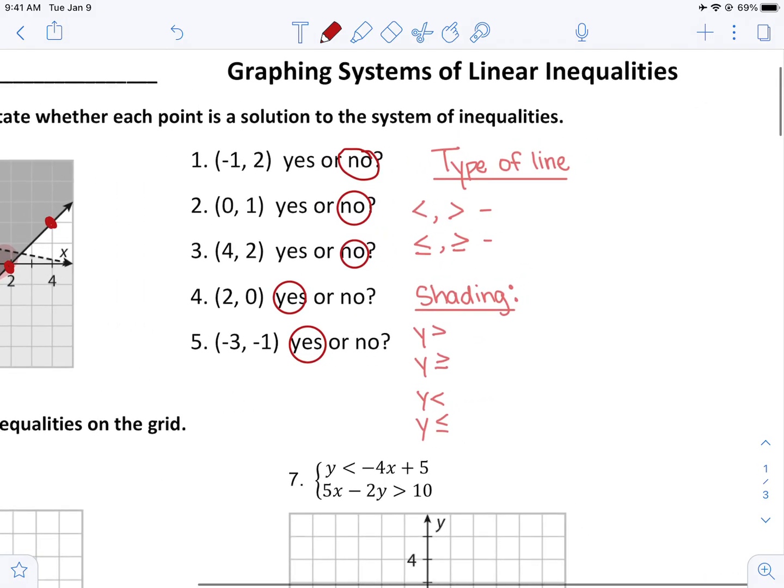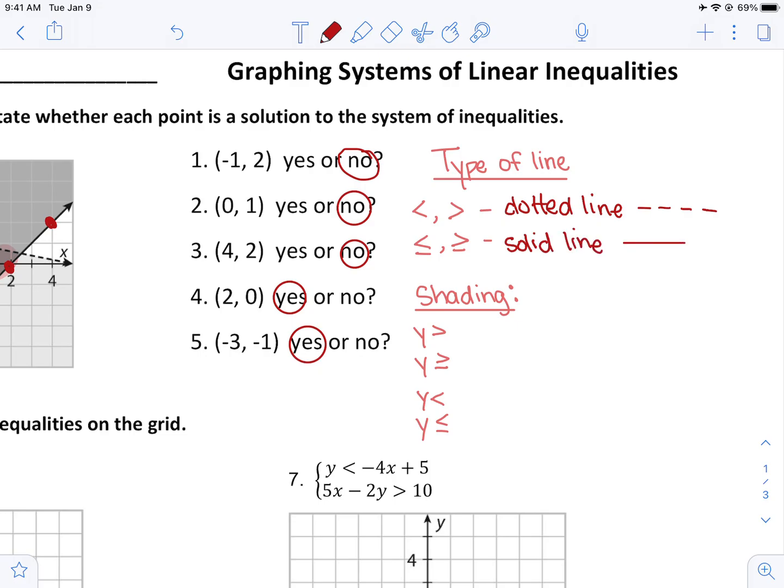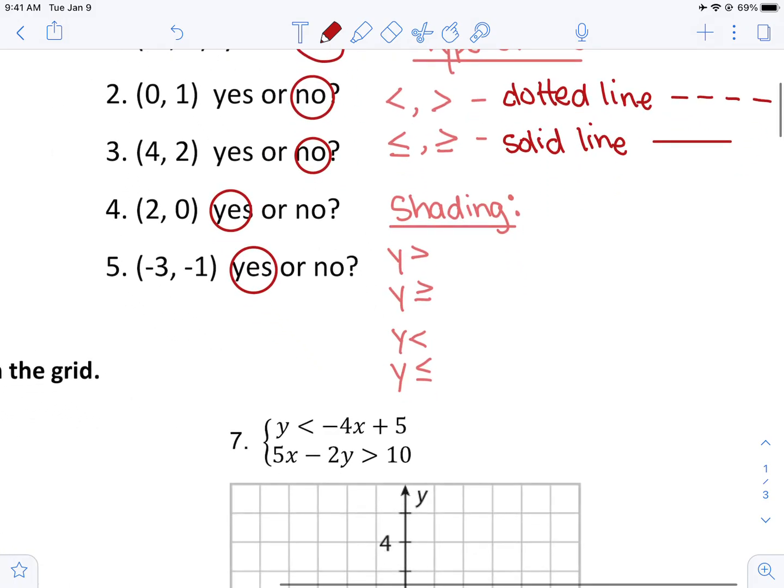So let's review a few things, the type of line and the shading. Remember, if it's the two inequality signs that have no line underneath, we have a dotted or dashed line. So that just looks like a broken up line like that. If we have the line underneath, this is a solid line, which looks like that. The shading, if it opens towards the y and the y is completely by itself, nothing being multiplied, added, subtracted, then we're going to shade above.